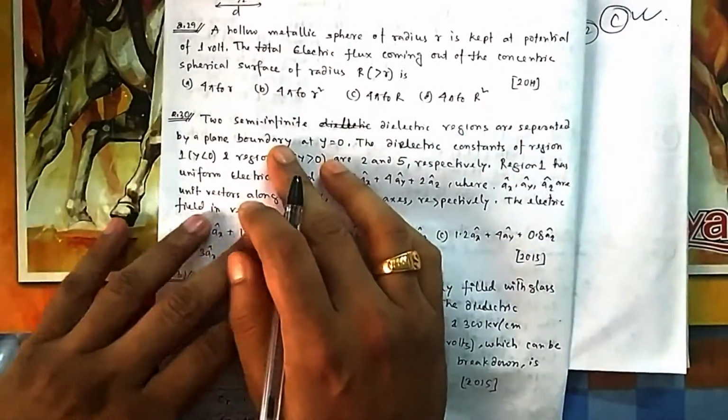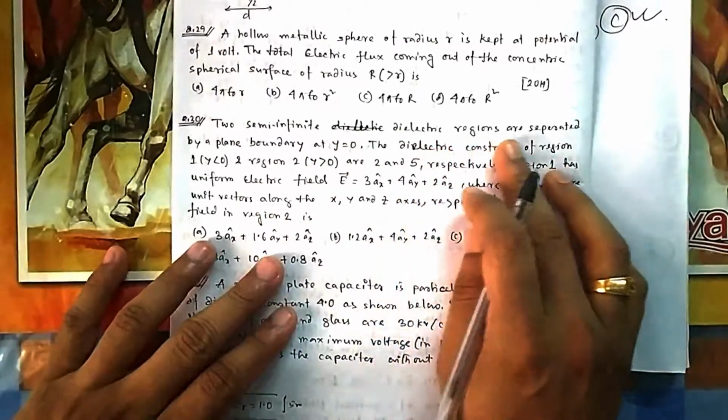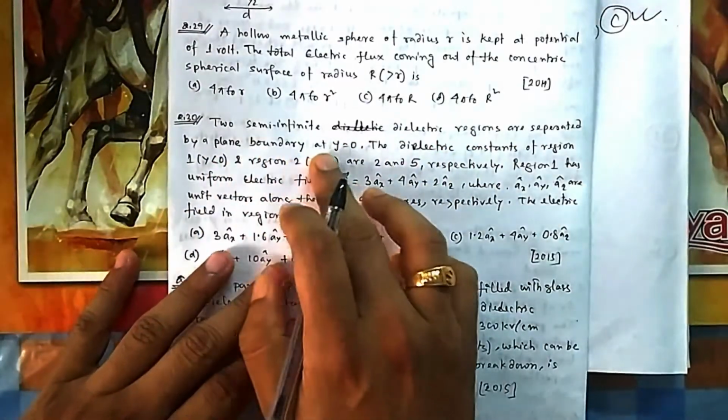Okay, 30. Two semi-infinite dielectric regions are separated by a plane boundary at y equal to 0.